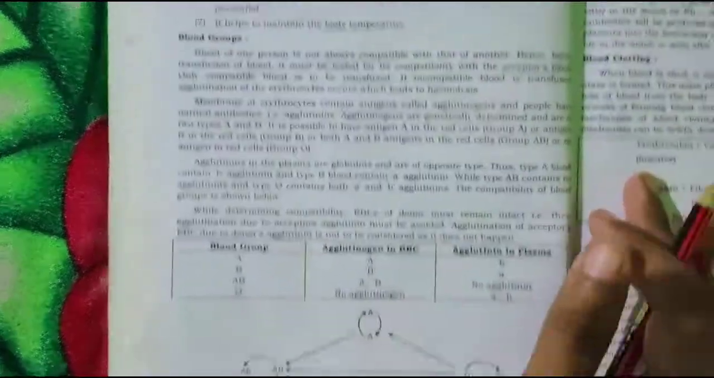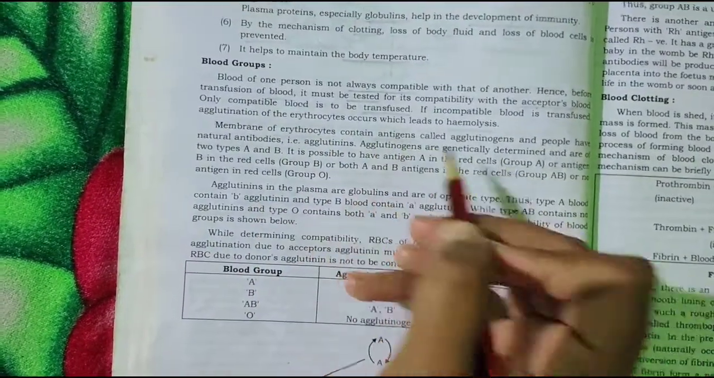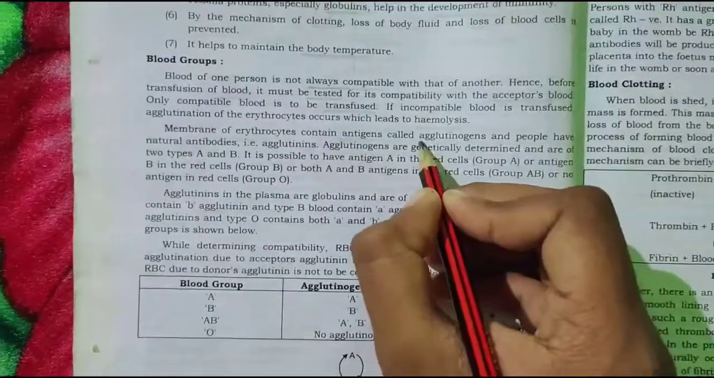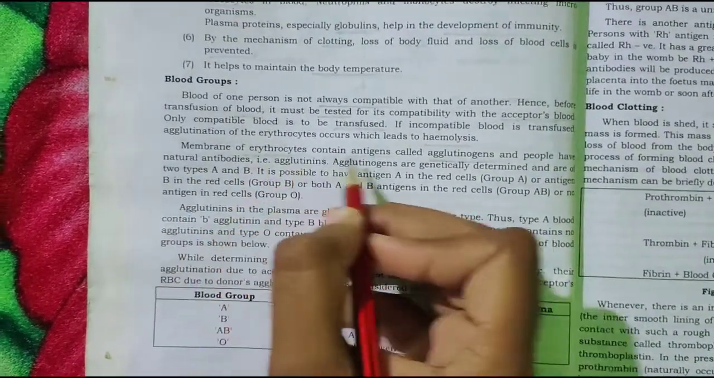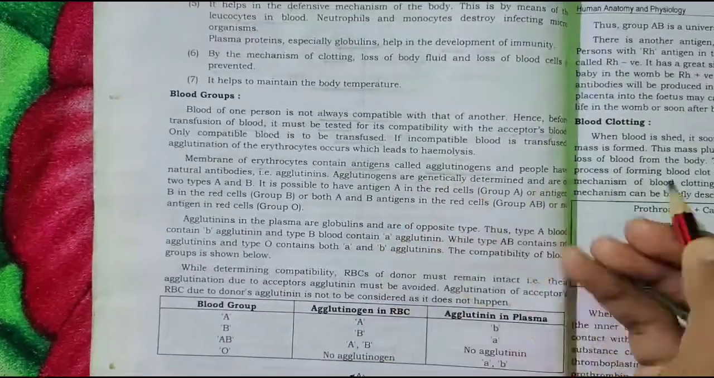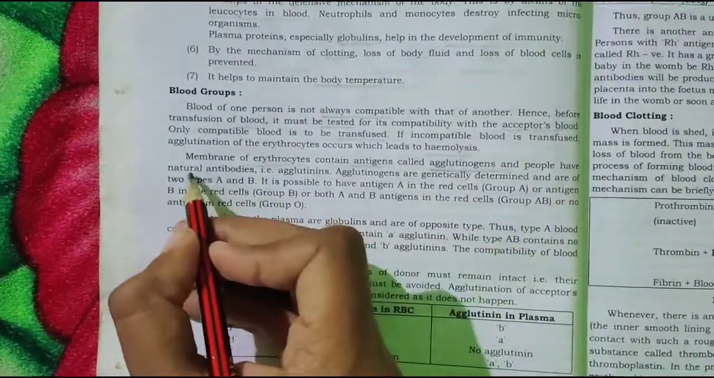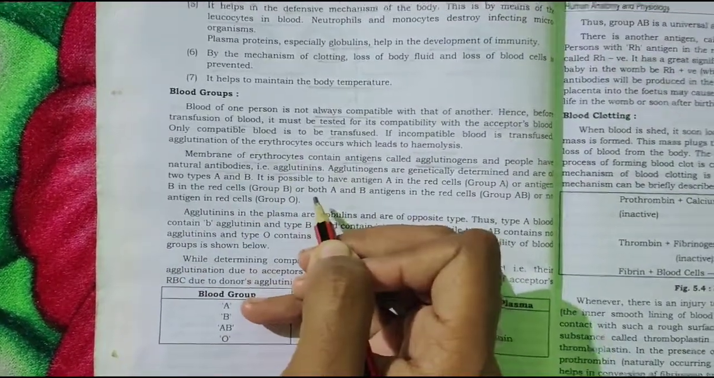The membrane of erythrocytes contains antigens called agglutinogens. You all know the membrane of erythrocytes contains antigens, and they are called agglutinogens. And people have natural antibodies, that means agglutinins.